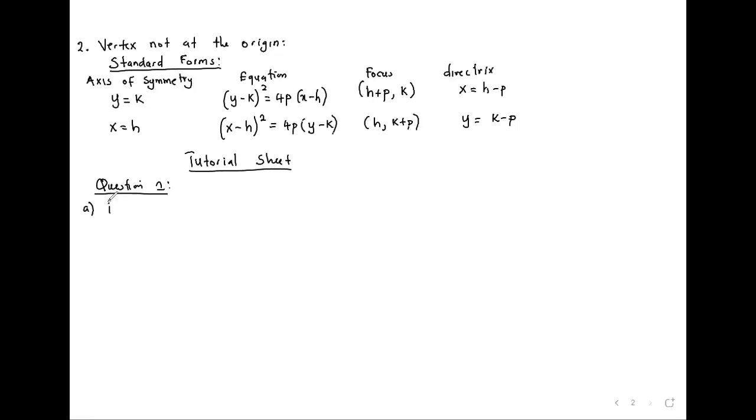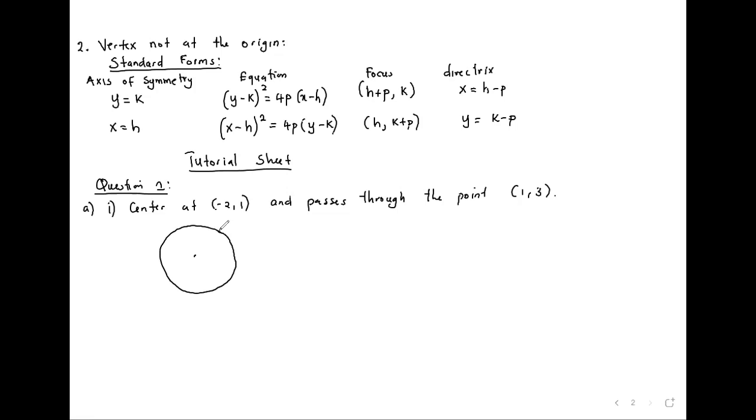1. If you are given the center is at (-2, 1), and the circle passes through the point (1, 3). So if we are to put up a sketch, this is a circle and has the point (-2, 1) as the center, and then it touches at the point (1, 3). So we understand that the distance from the center to the point being touched is the radius.